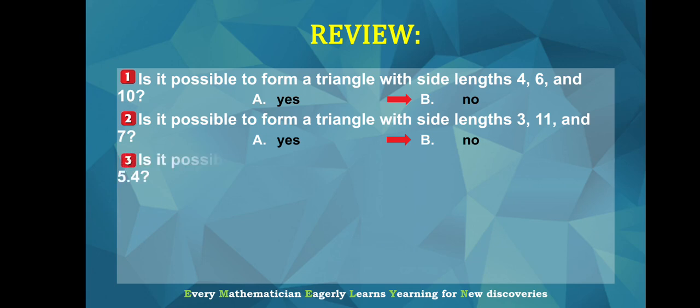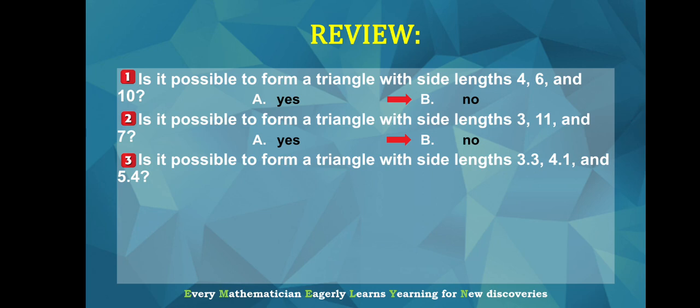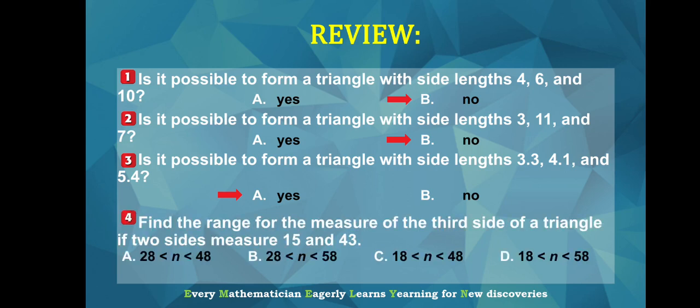Number 3. Is it possible to form a triangle with side lengths 3.3, 4.1, and 5.4? Answer: yes, because it satisfies all the conditions to form a triangle. Number 4. Find the range for the measure of the third side of a triangle if two sides measure 15 and 43. Answer: letter B. By angle-side relationship theorem, the range of the length of the third side is between 28 and 58.